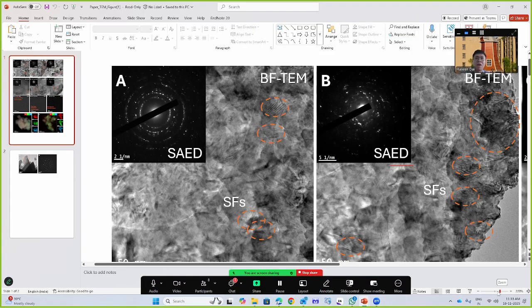Who is it for now? What is SF? What is SFs? Stacking faults. Hmm. SFs, yes.